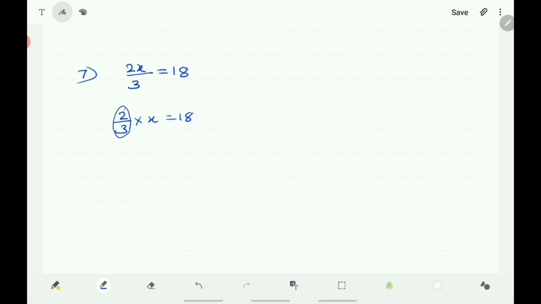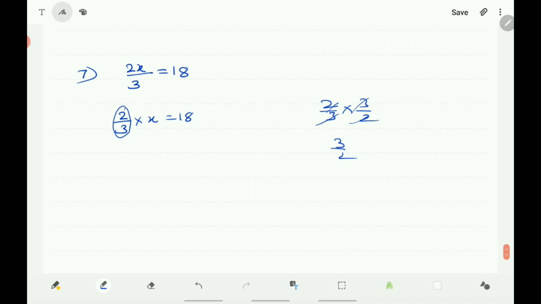You know that the reciprocal of 2 by 3 is 3 by 2. If 2 by 3 is multiplied by 3 by 2, then this 2 by 3 cancels here. So you will get 1. It means you must multiply both sides by 3 by 2.